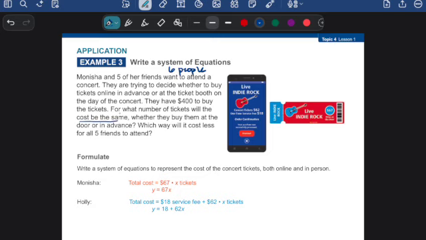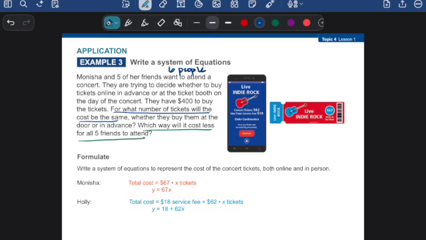So here's one question. How many tickets can they buy where the price would be the same online or at the door? And then the second question we're going to answer is, which way will it cost less for all 5 to attend? So we're going to do 2 things. So you can see in the graphic, we have our information to give us the equation.